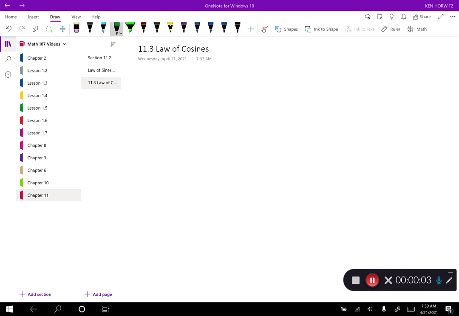Welcome back, everybody. Today we're going to talk about the law of cosines. In the last section with the law of sines, we explored what to do if we had what we called an oblique triangle. That is a triangle that has no right angles. And we said we can use the law of sines when we had, like, angle A and side A across from it to get, let's say, either angle B or side B across from it.